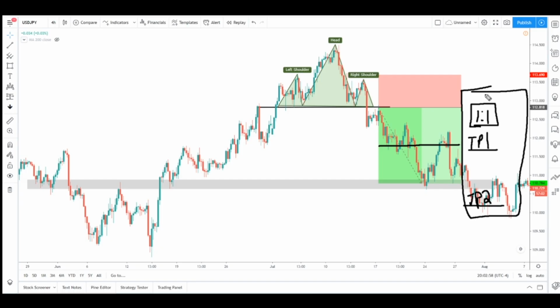How would you do this? Well, just so you know, there's a really easy way. You just take 2 positions at half size each. One you put the target on here at the 1-to-1 level or wherever you see fit for that first target, and then the take profit 2.